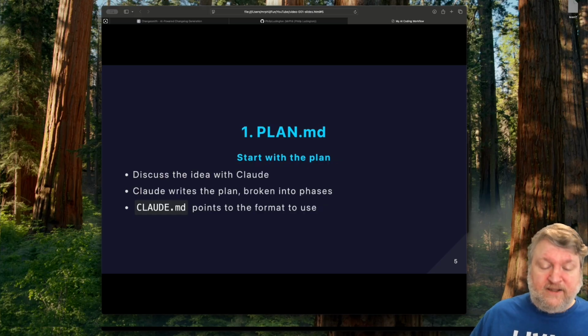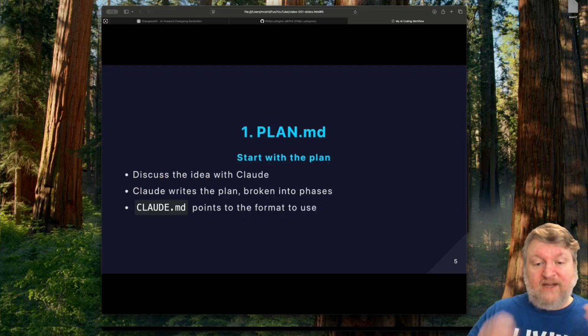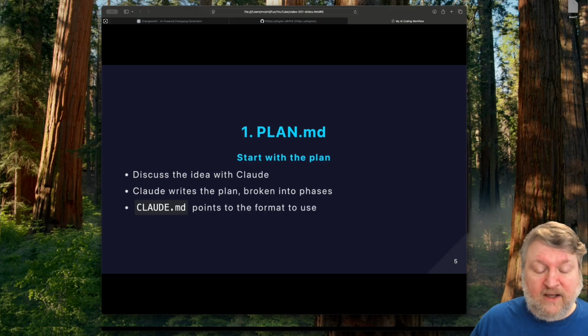And then once you get to consensus on what you want to build, you tell it to write a plan for development and implementation, break it into phases and save it to the PLAN.md. And the AI will be really smart. It'll come up with a really detailed plan with tasks.